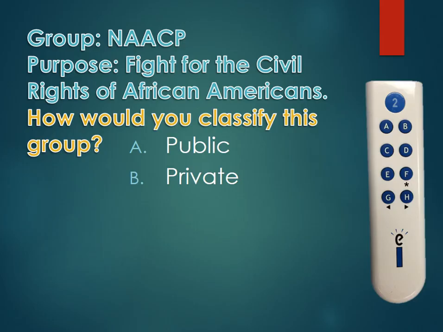All right, let's take a look at a couple different lobby groups and see if you can identify whether they're public or private. So we're going to tell you the group is the NAACP, the National Association for the Advancement of Colored People. The purpose is to fight for the civil rights of African Americans. Is this a public interest group or a private interest group?